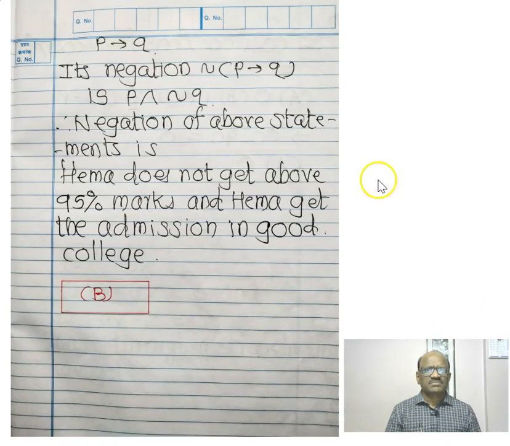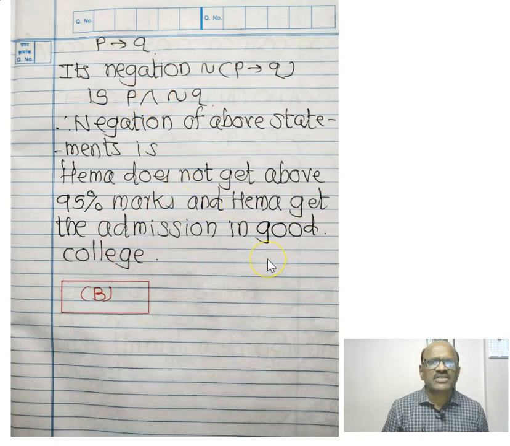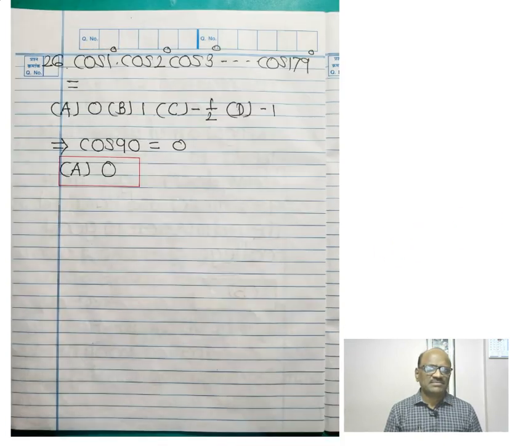Therefore, P implies Q. And what is its negation? That's the negation of P implies Q. It means P and negation of Q. Therefore, the negation of the above statement is: Hema does not get above 95% marks, and Hema gets the admission in a good college. Therefore, option B is the correct one.